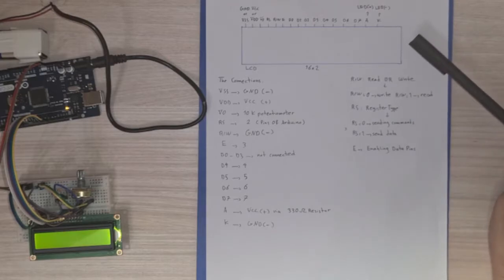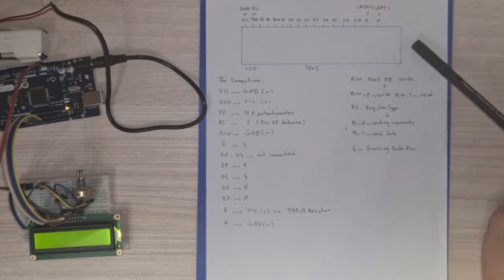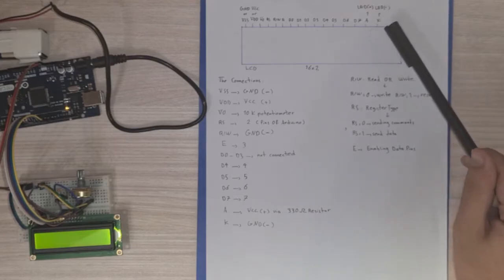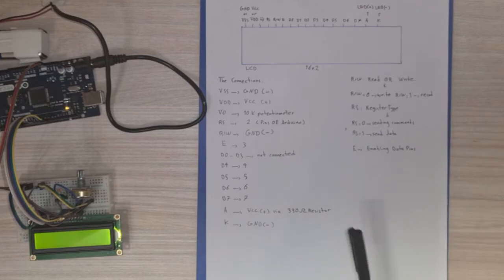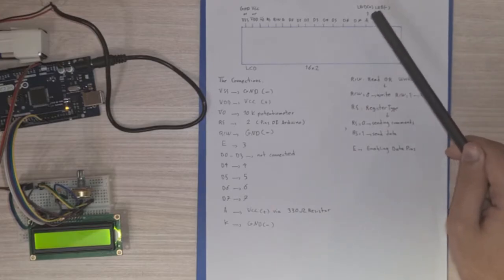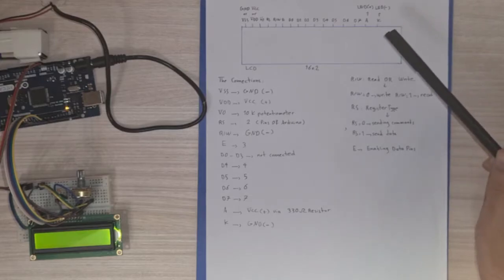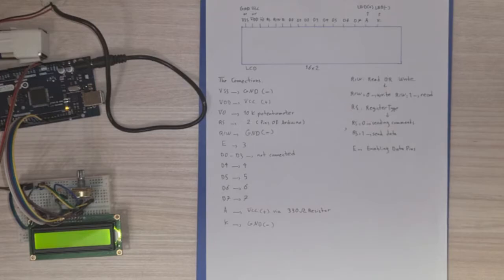There's a backlight LED behind the LCD, and these 2 pins are for powering the LED. So as it is an LED, we use a 330 resistor and then connect it to VCC, and the A pin goes to VCC and the K pin goes to ground. So these were the connections, and now we're going through the second part of the video.